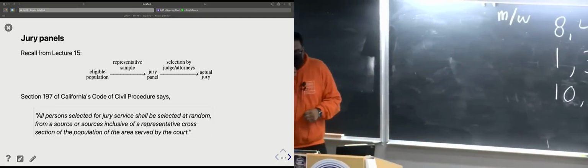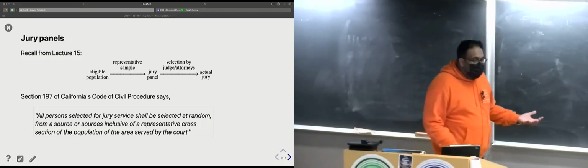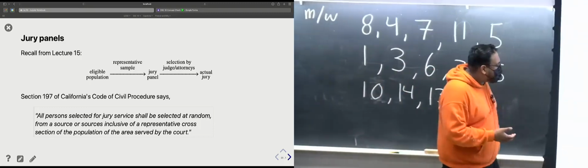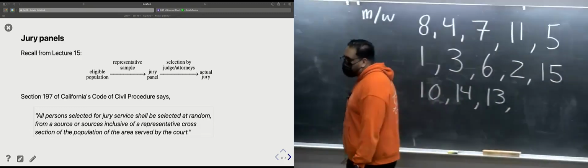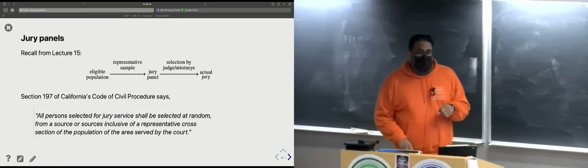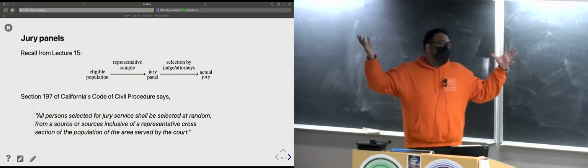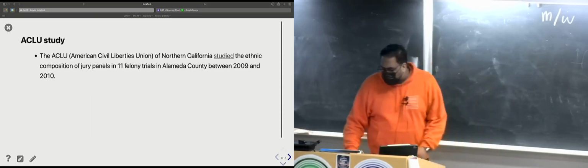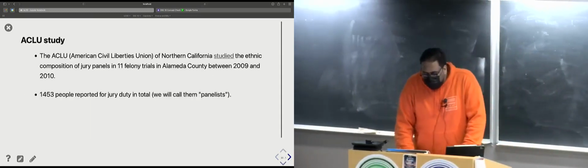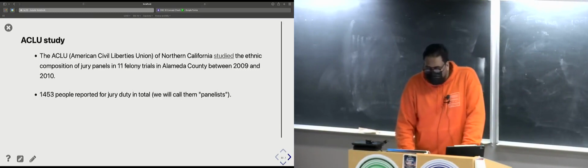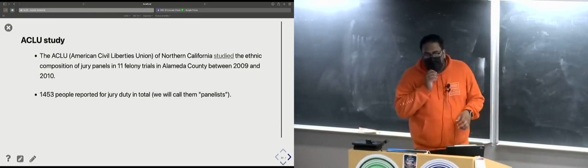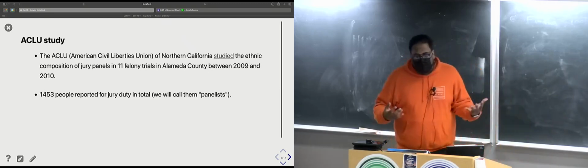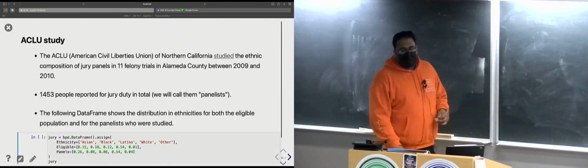And just for some added context, since we're looking at Alameda County, which is in Northern California, California's Code of Civil Procedure says that all persons selected for jury service shall be selected at random, and so on. The point is, it's not just an idea in theory that jury panels should be selected at random. It's the law. The data we're looking at comes from Alameda County between 2009 and 10. The study looked at 1,453 people who reported for jury duty, so who showed up in jury panels. From now on, we will call them panelists.